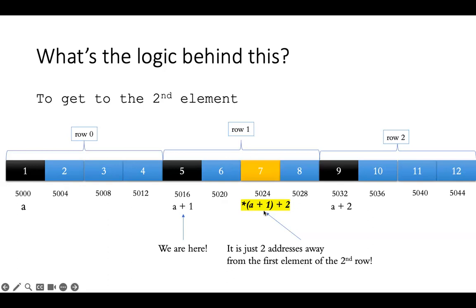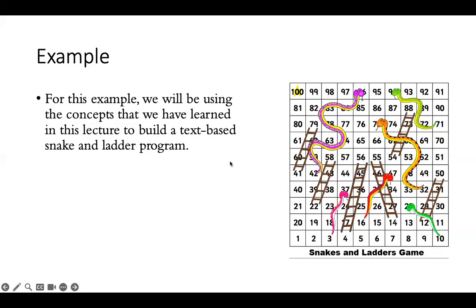So this is just 2 addresses away from the first element of the second row. So we simply have to add 2. Okay. So for this example, we will be using the concepts that we have learned in this lecture to build a text-based snake and ladder program.